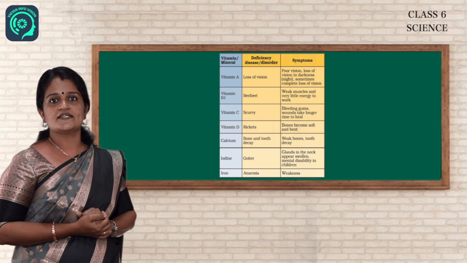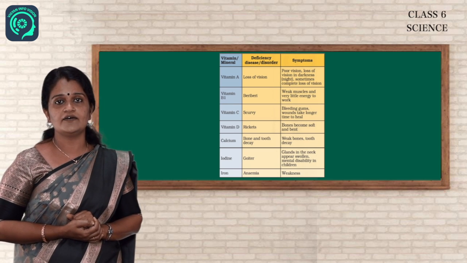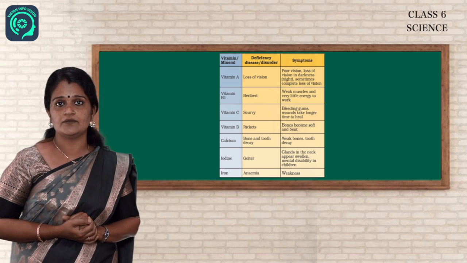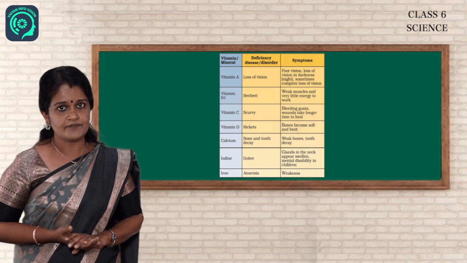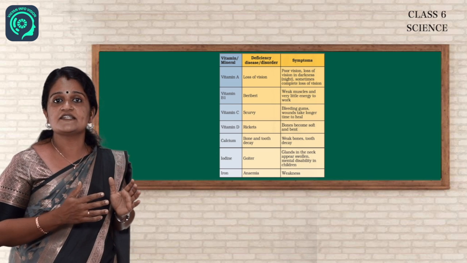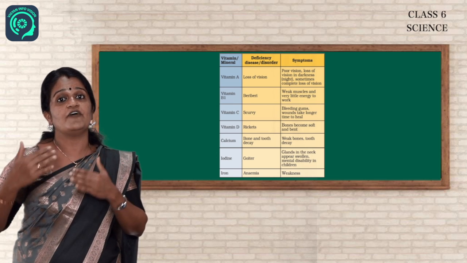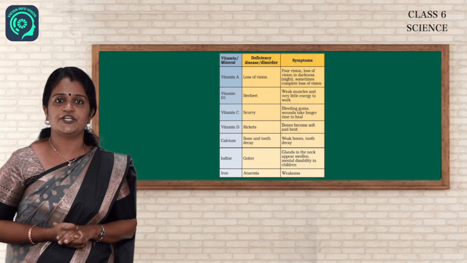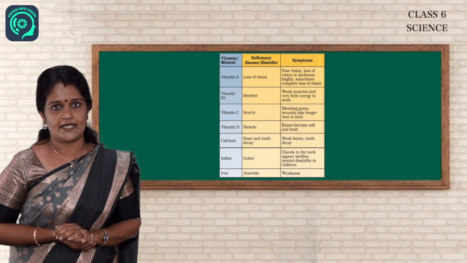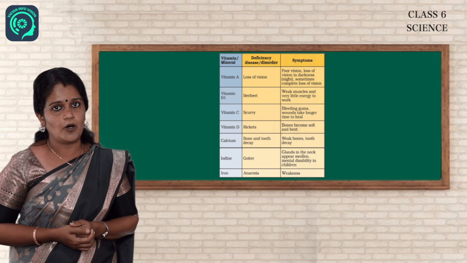And next one is vitamin C. The lack of vitamin C causes scurvy. Bleeding gums is the main symptom of scurvy. The next one, vitamin D. Lack of vitamin D causes rickets. The symptoms of rickets are bones become very soft and can bend very easily. Next comes the calcium. Deficiency of calcium causes bone and tooth decay. So obviously the symptoms are tooth decay, weak bones, etc.